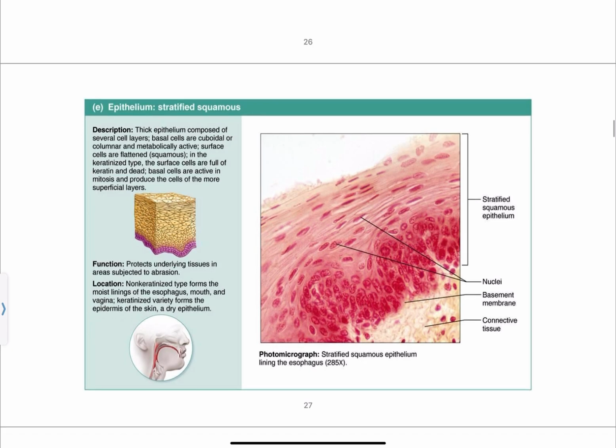So here's an example of non-keratinized stratified squamous. This is going to be like in our esophagus or our mouth or our vagina. We do have keratinized if we're talking about our actual skin. And we can see up here we have squished or flattened nuclei. Down here it looks like we might have some cuboidal and even some columnar. So we know we have multiple layers, so it has to be stratified. We look at the apical surface and we see it's squamous, so we say it's stratified squamous epithelia.